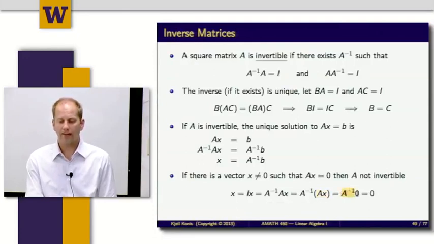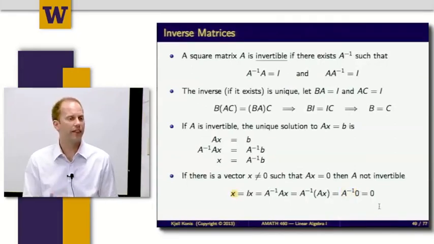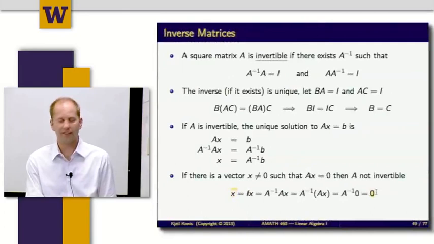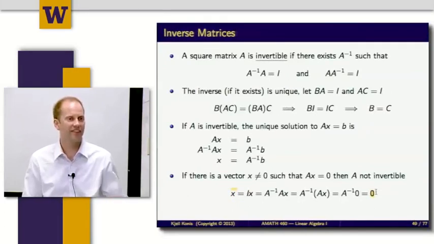And so that tells me that x has to be equal to A inverse times 0, but anything times 0 is equal to 0. So what I've assumed on the left is that I have an invertible matrix A and this non-zero vector x. And essentially what I've been able to show with that assumption is that my non-zero x is equal to 0.